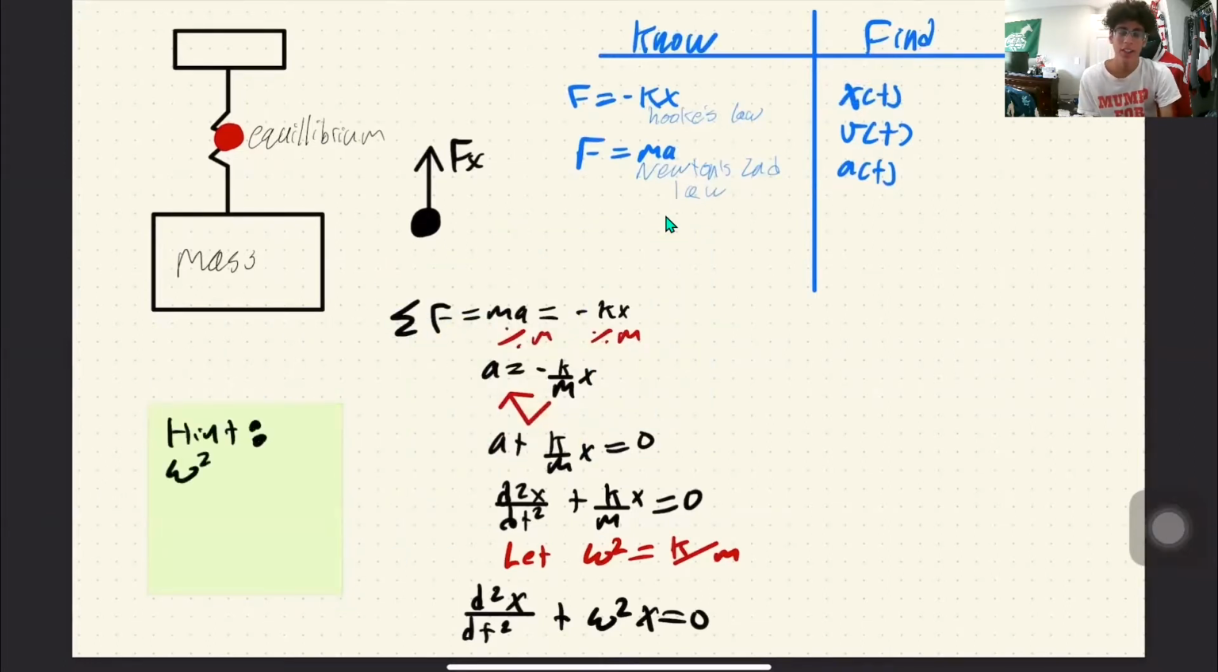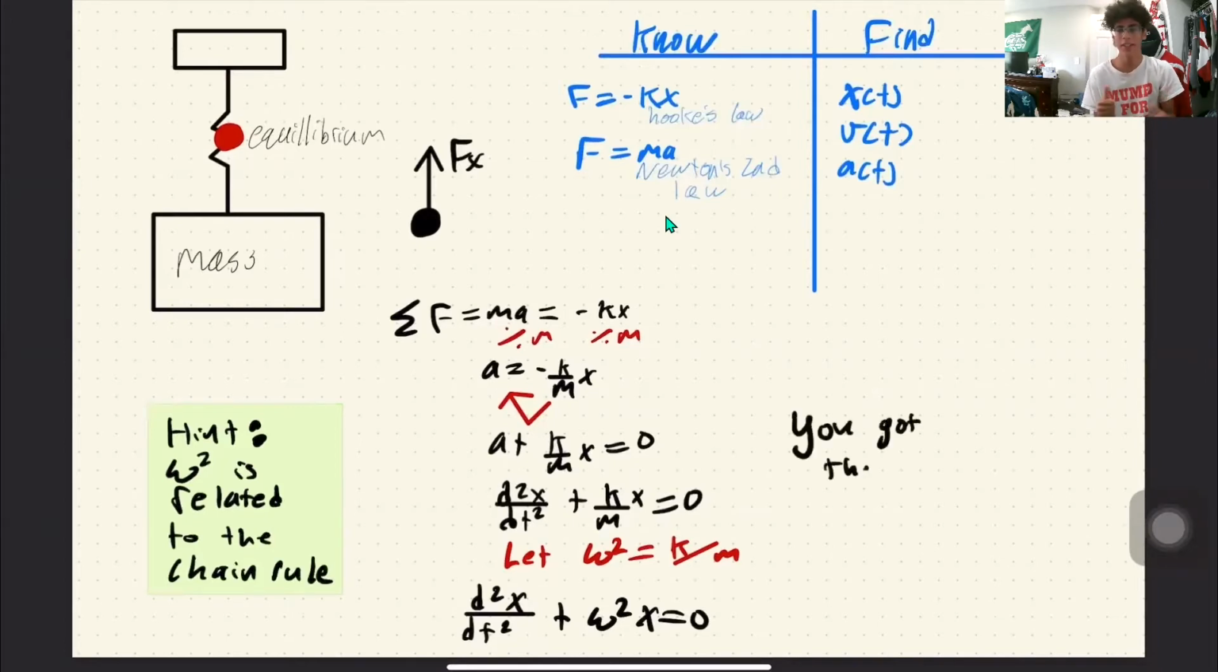So when we take our two derivatives, we're going to factor out 2 omegas. So think about a function whose derivative is itself or related to itself, or its second derivative. You know what I mean? I'll give you a second to think about it. You got this. And even if you don't, I didn't get it right the first time either.